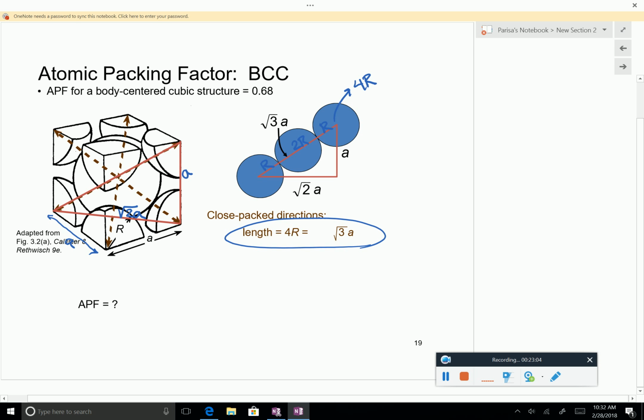Now, take 1 minute. You can talk to each other, etc. Calculate APF. We know how many whole atoms. We know the relationship between A and R. We have everything to calculate. We can talk to each other. No problem.